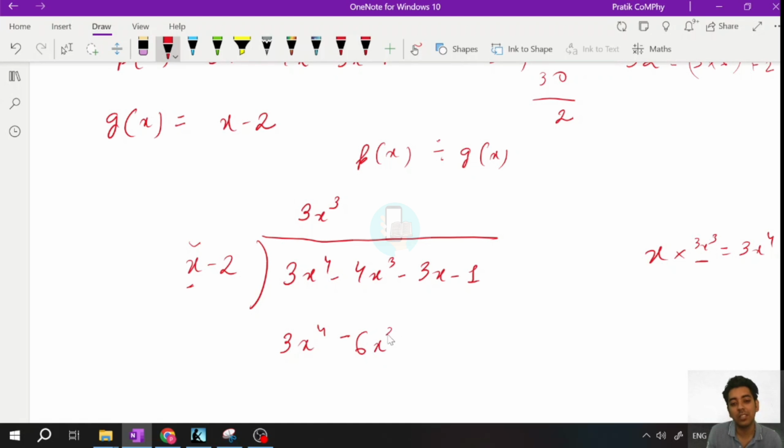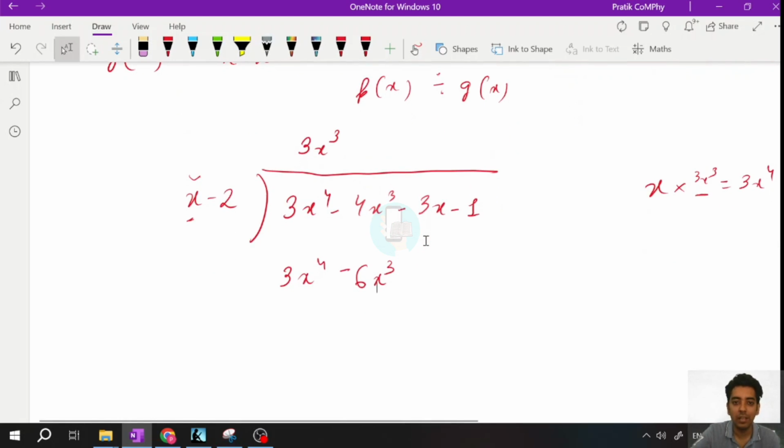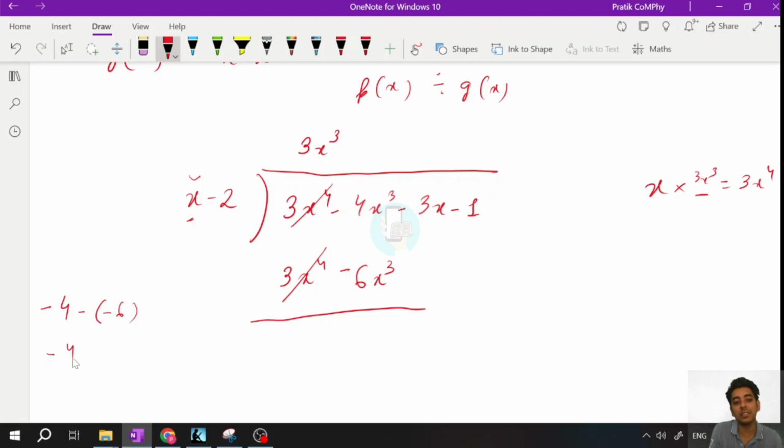3x cube multiplied with -2 would give you -6x cube, right? Simple. Now same subtraction, we would simply subtract, so this and this would cancel out. This would give me what? -4 minus of -6, that is -4 plus 6, which is 2. So plus 2x cube. On subtraction I'll get it, and this quantity comes down as -3x. Again the same thing. What will I multiply, right? Here we could not bring this down. I'll tell you why. It's not difficult. Keep it as it is. Let's not bring this down.